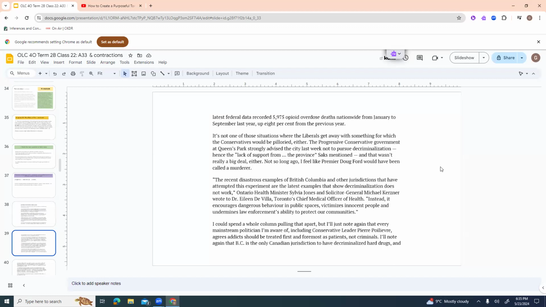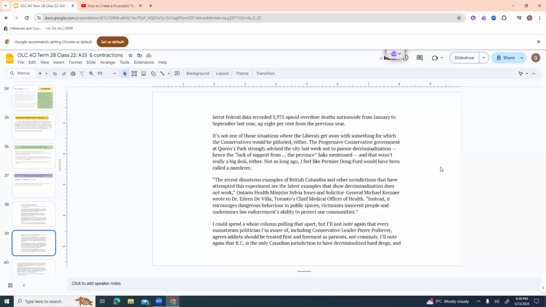Ontario Health Minister Sylvia Jones and Solicitor General Michael Kersner wrote to Dr. Eileen Davila, Toronto's Chief Medical Officer of Health. Instead, it encourages dangerous behavior in public spaces, victimizes innocent people, and undermines law enforcement's ability to protect our communities. I could spend a whole column pulling that apart, but I'll just note again that every mainstream politician I'm aware of, including Conservative leader Pierre Poilievre, agrees addicts should be treated first and foremost as patients, not criminals.